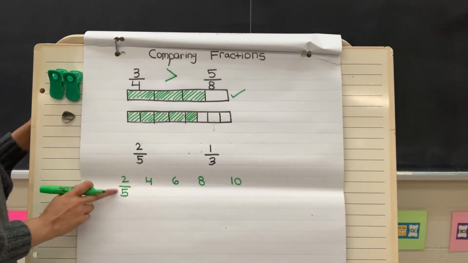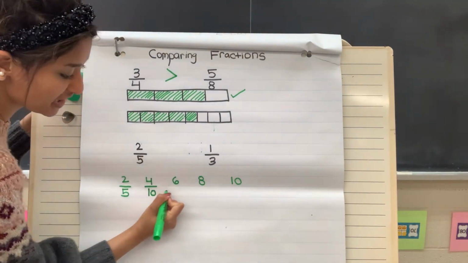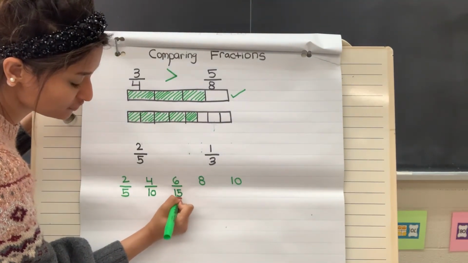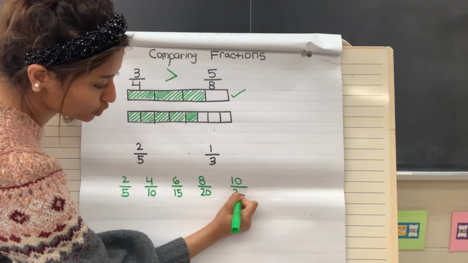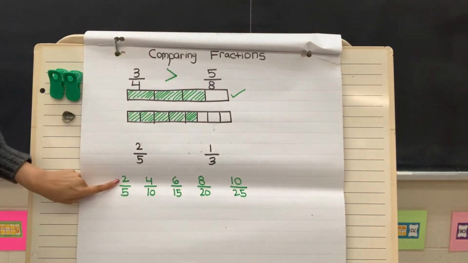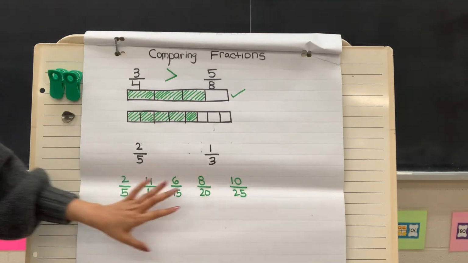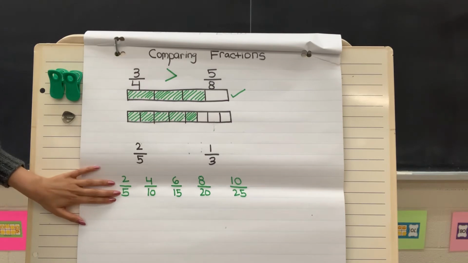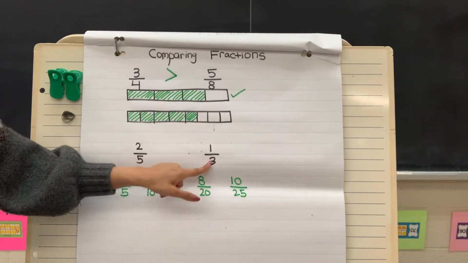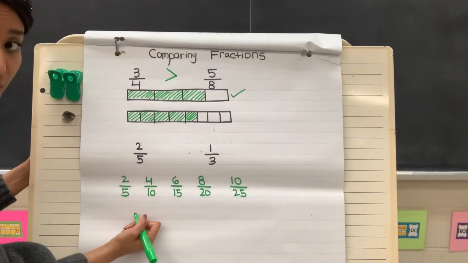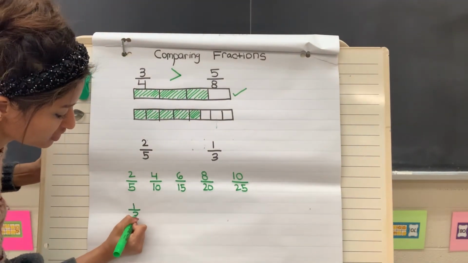I need to do the same with my denominator. So it is 5, 10, 15, 20, and 25. I listed down the multiples of both my numerator and my denominator. So these are my multiples of the 2 times table and 5 times table. Now I need to do the same with this other fraction, 1 over 3.